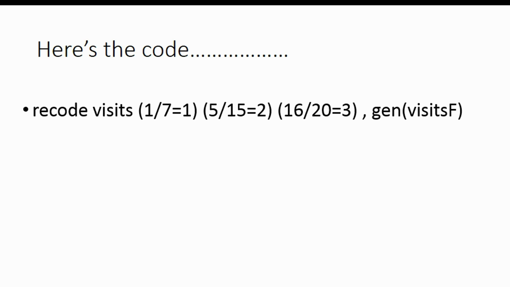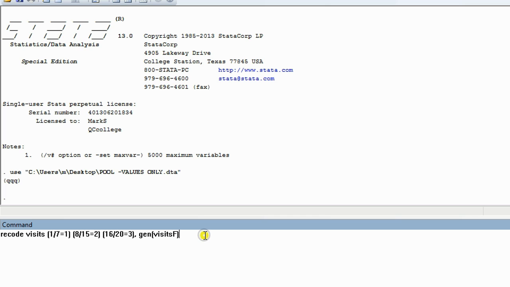Then, because we don't want to mess up the original variable visits, we put comma gen and we create a new variable, visits f. So visits f will only have 3 values, but they will correspond to the values in the original variable, as I demonstrate. I typed in the code off camera so that I wouldn't make a mistake and waste anybody's time. But if you would like to pause the video as you type it in, you can type it in exactly as you see it here. Recode visits, parentheses 1/7 equal 1, space, parentheses 8/15 equal 2, space, etc.